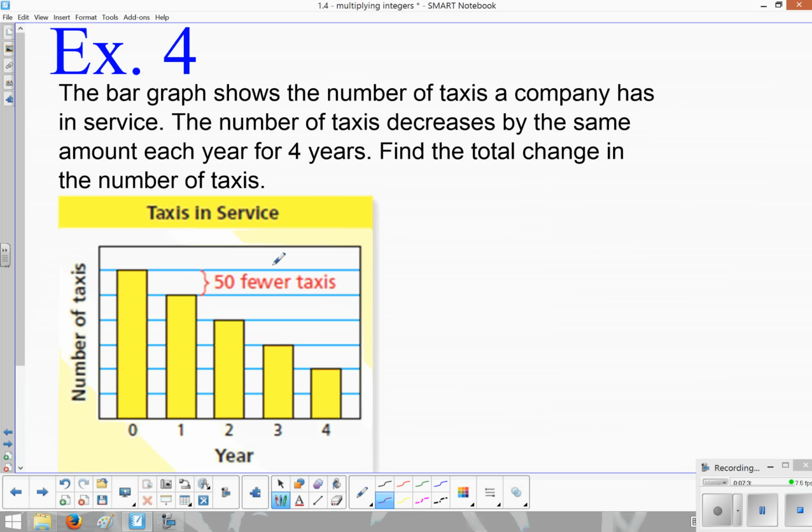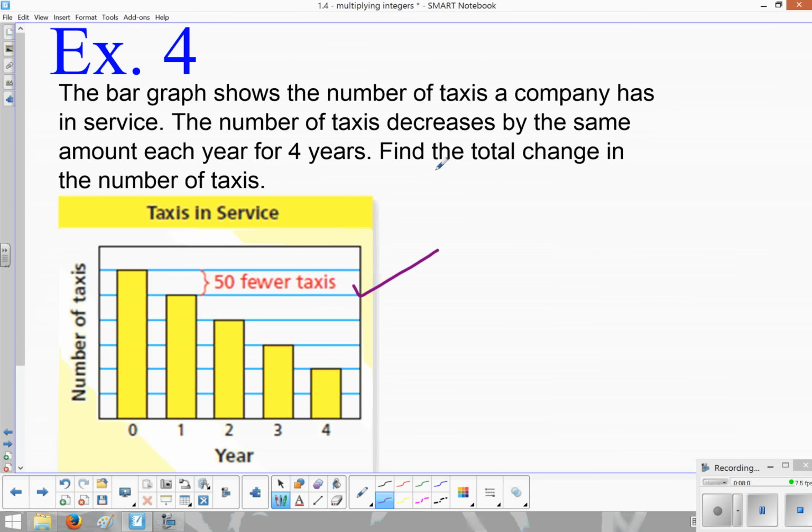All right, last and final example of the video. So we're talking about taxes here. It says the bar graph shows the number of taxes a company has in service. The number of taxes decreases by the same amount each year. So you notice there's 0, 1, 2, 3, 4 years. Each year, it decreases the same amount. Looking at the key here, it says 50 fewer taxes every year. So each time the bar goes down, 50, 50, 50. That's really important to see.